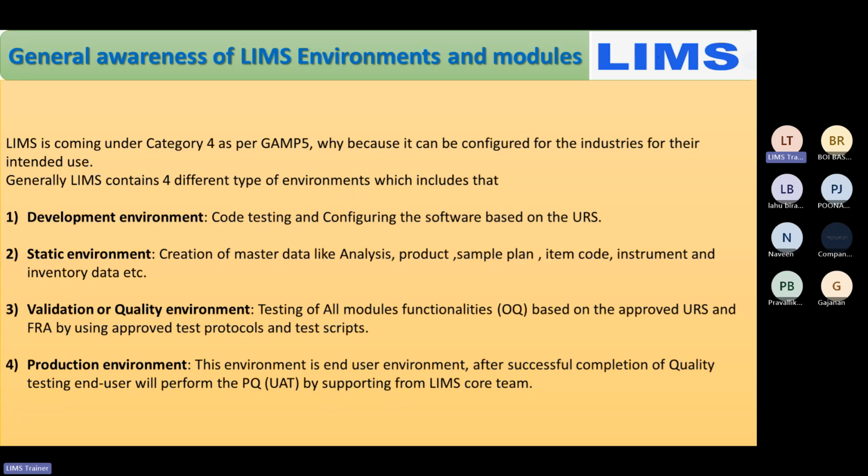According to that, LIMS is coming under category 4. You remember this? This is the main question for any interview you are going to face for LIMS: under which category does LIMS software come as per GAMP 5? And why is this coming into category 4? Because this can be configured as per the industry requirement. You can make changes in the software, or the IT industry can make the changes inside the software as per the requirement of the laboratory. That's why it is coming under category 4.